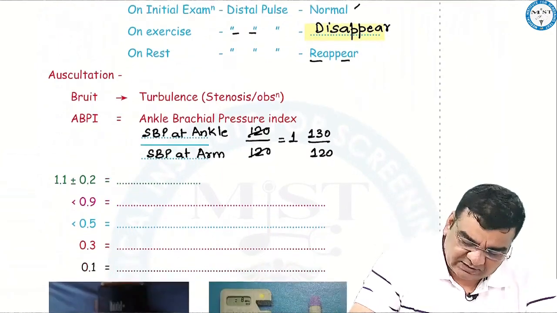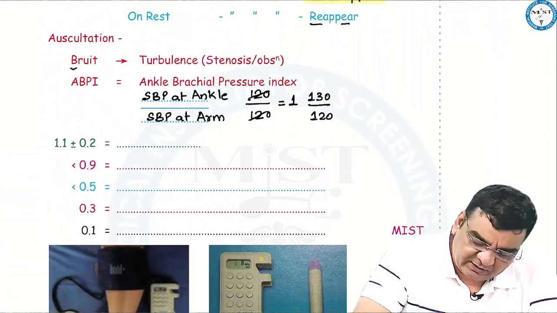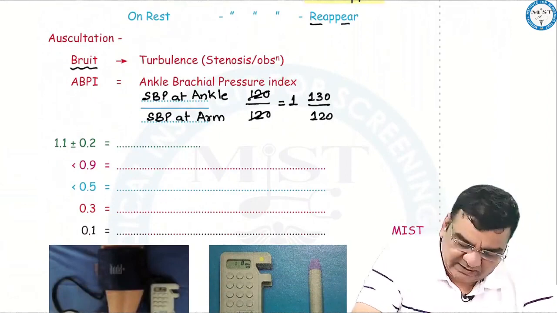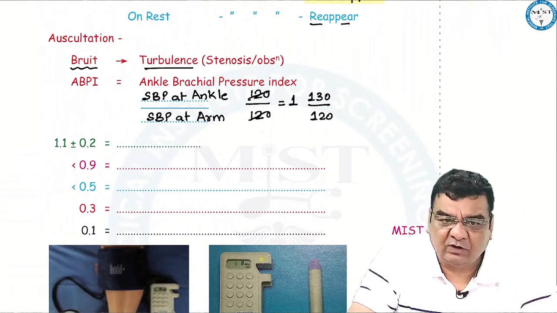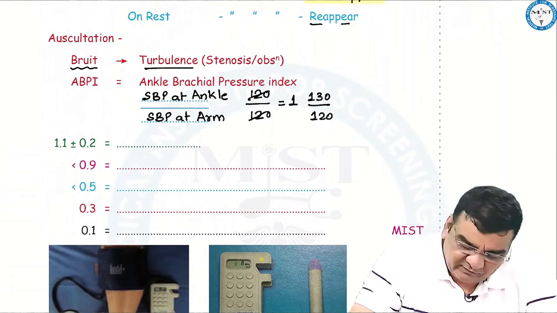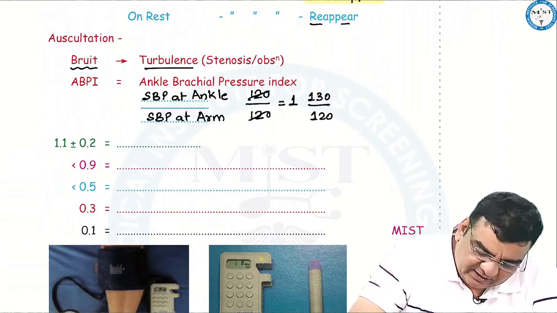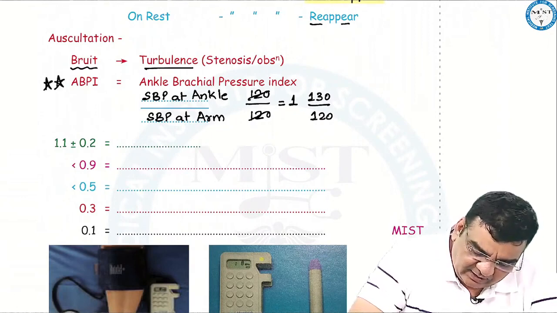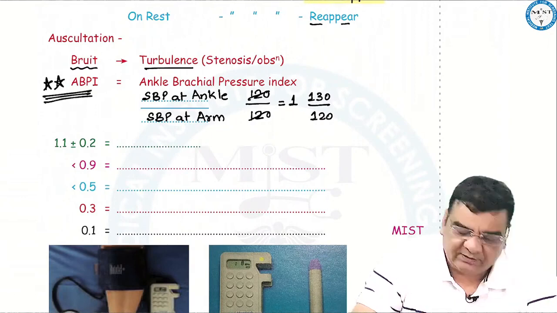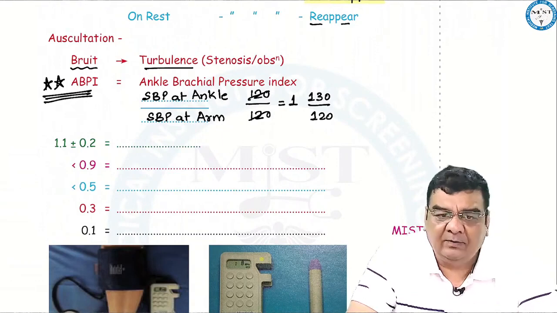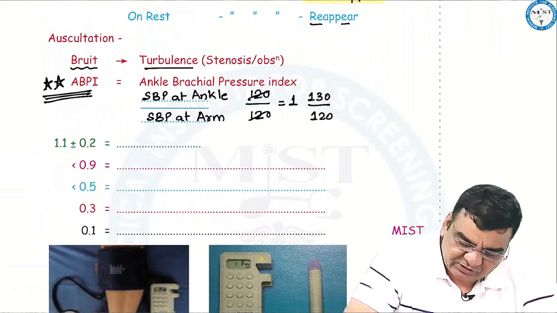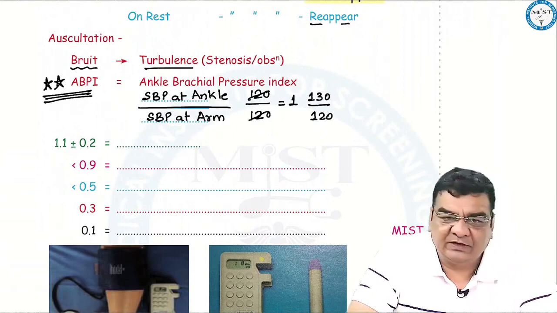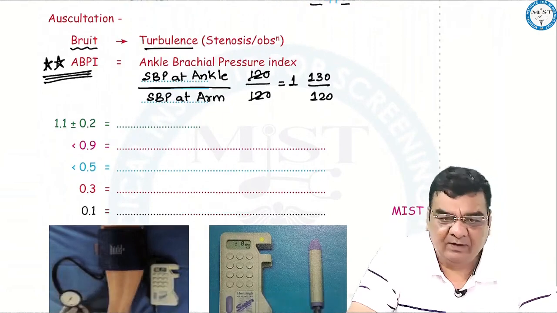When we are doing the auscultation, beta, we can hear a bruit. Bruit simply indicates there is a turbulence. This is due to stenosis or obstruction. And we can measure this ABPI. ABPI is the ankle brachial pressure index. This is a ratio of systolic pressure at the ankle versus systolic pressure at the arm.